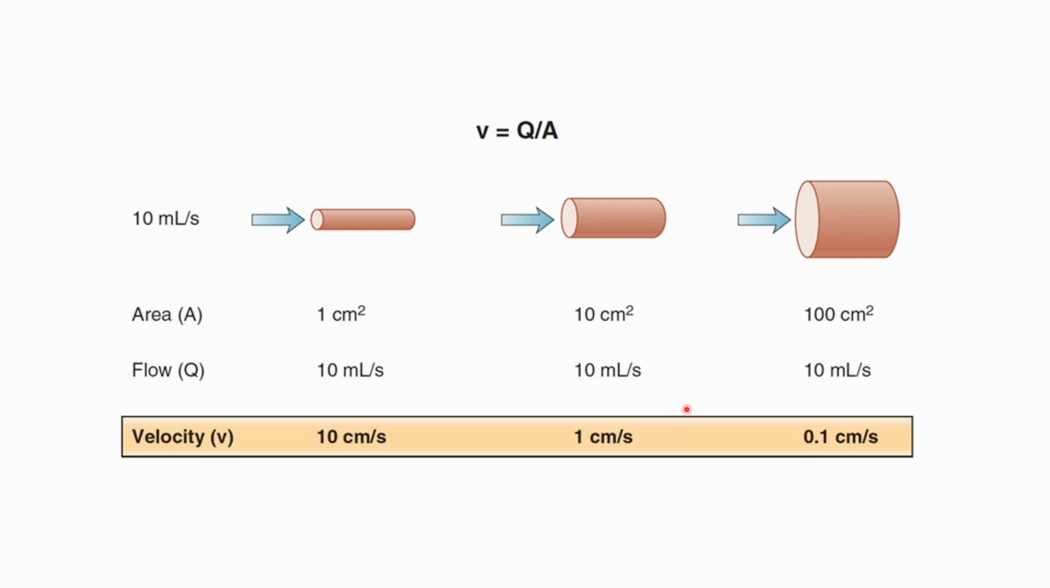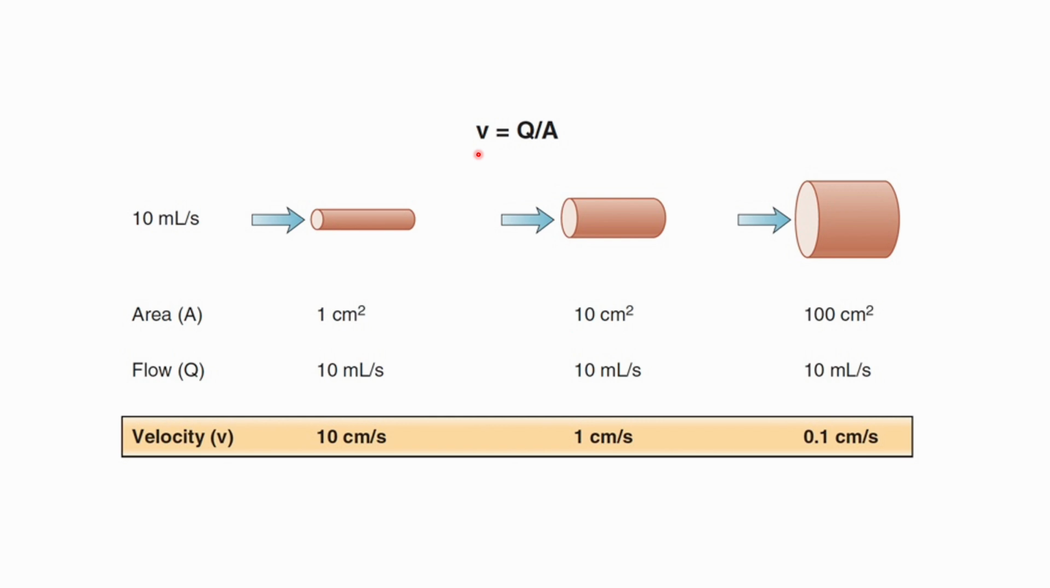By calculating the velocities, we can find that the higher the cross-sectional area or the diameter, the lower is the velocity of blood flow. And so there is an inverse relationship between the cross-sectional area and the velocity of blood.